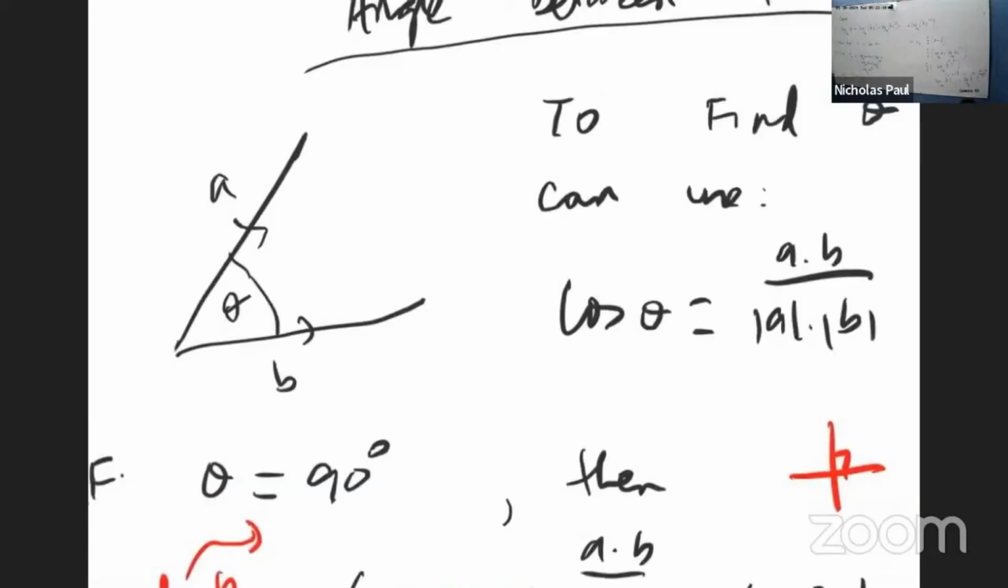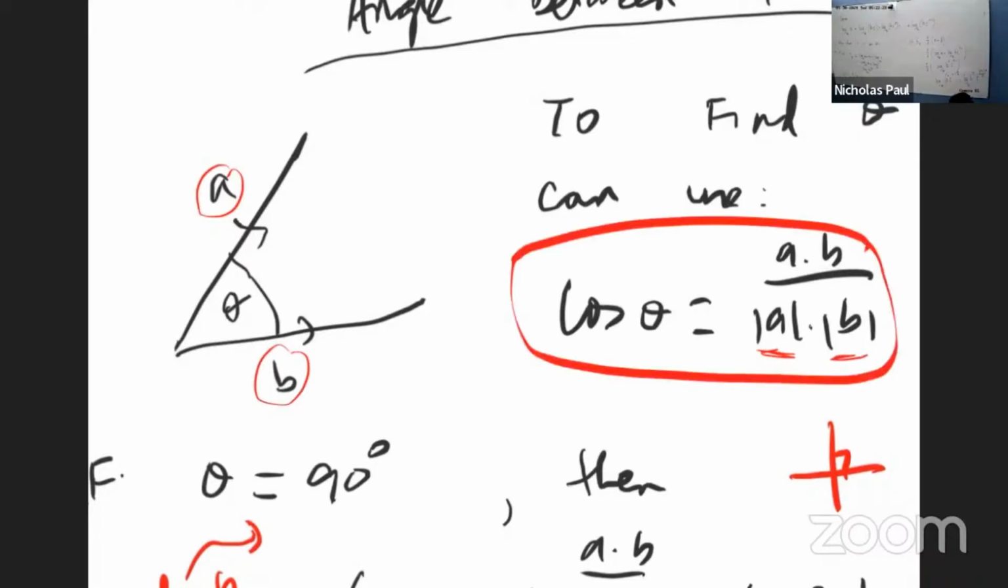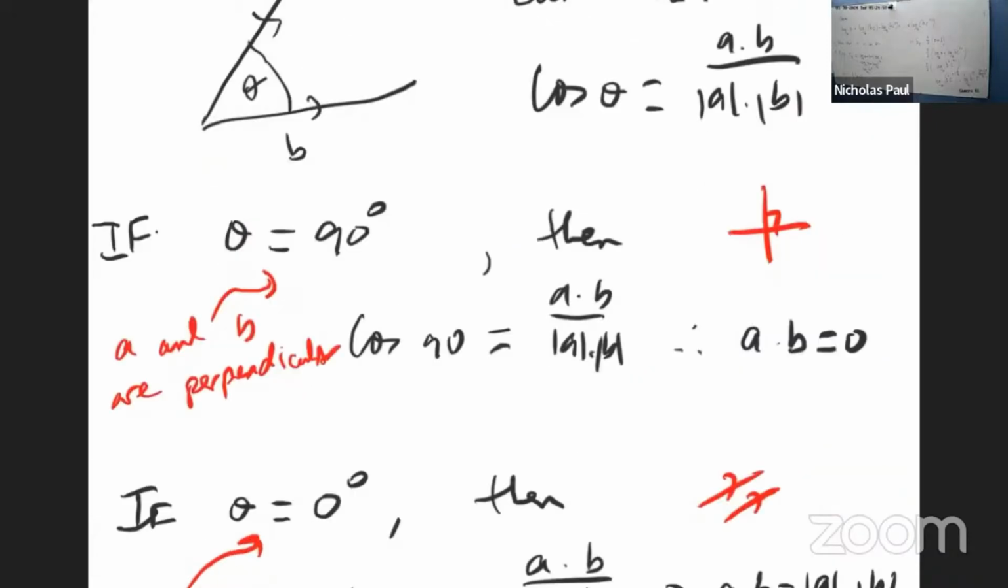All right? Quick rules. Write this one down because we can do a few like this. How do you find the angle between two vectors? You multiply a by b and then divide by their magnitudes and then find cos inverse. Write this down. If theta is 90, then they are perpendicular, so the dot product is 0. You all see why? Cos 90 is 0, so it means the numerator is 0.